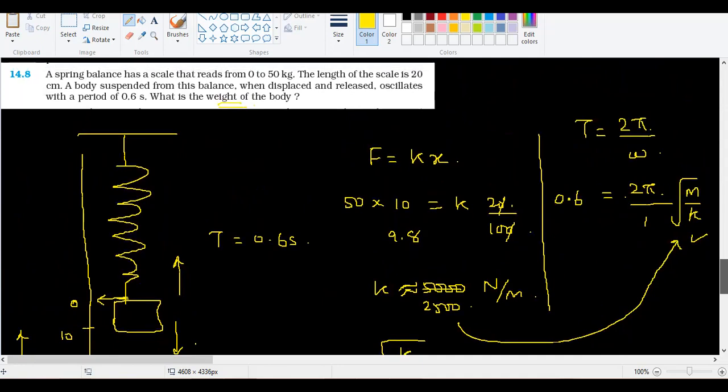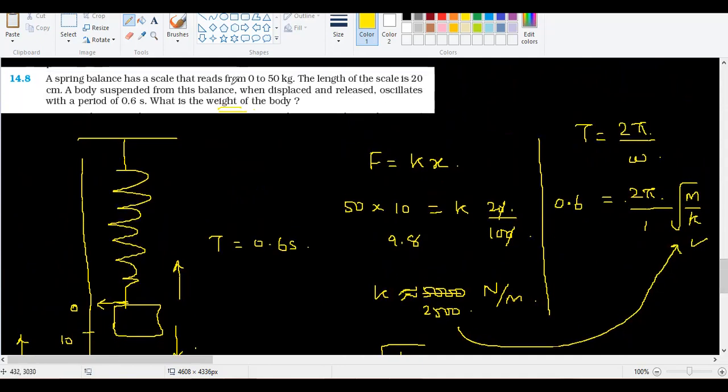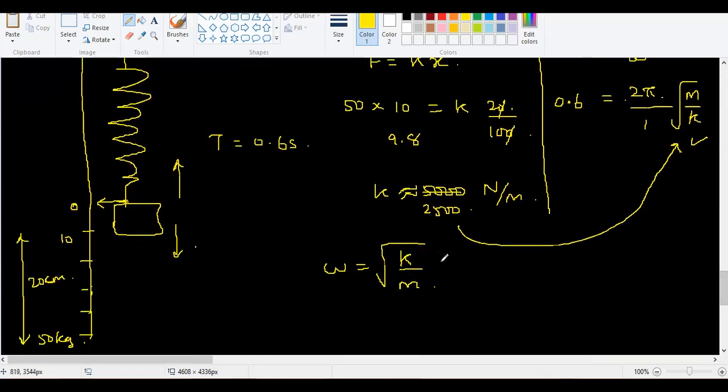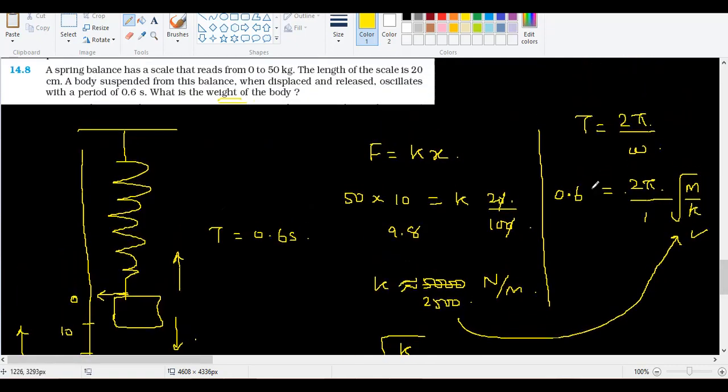So basically what they are saying is the total scale is 20 centimeter. The total measurement is 50 kg, which means I can connect 20 centimeters to 50 kg and calculate the K. Then T is 2 pi by omega, and omega is square root of K by M. That's the standard formula you should remember from the derivation. From that I can calculate the mass. Once I know the mass, multiply by 9.8, I should get the weight.